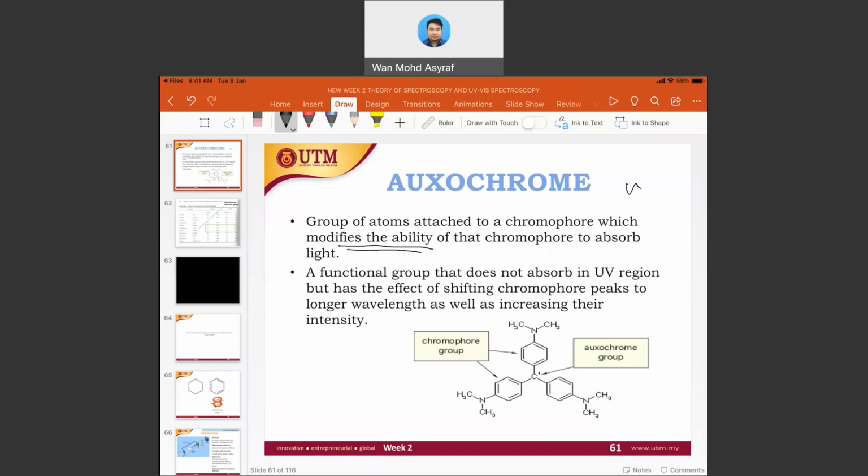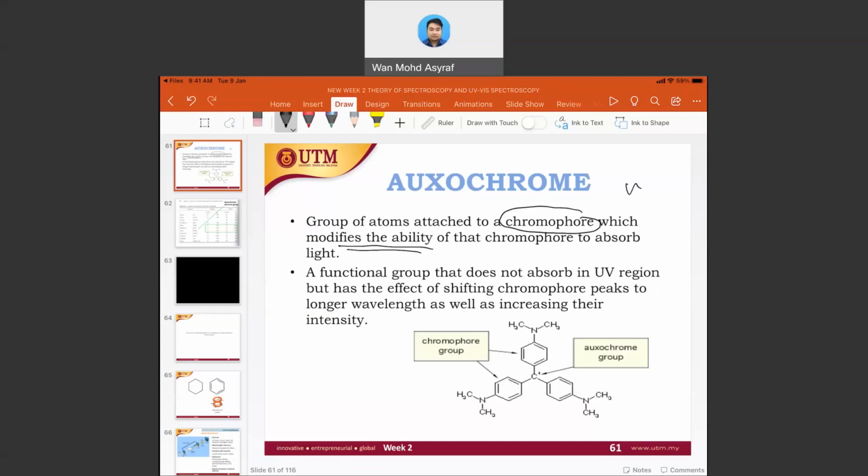So auxochrome is basically a group of atoms that is attached to a chromophore. You need to understand that a chromophore is a compound that can absorb UV radiation, and an auxochrome is a group of atoms that is attached to a chromophore. Therefore, this attachment of an auxochrome to a chromophore will modify the ability of the chromophore to absorb light.